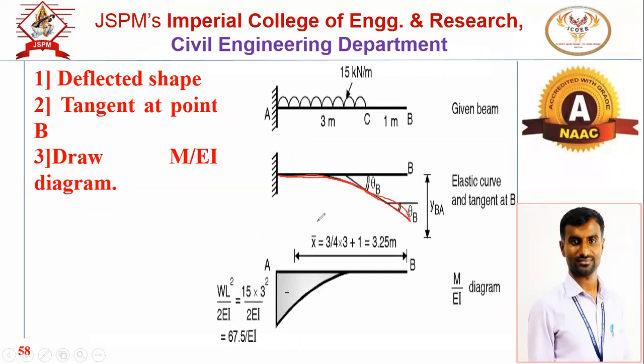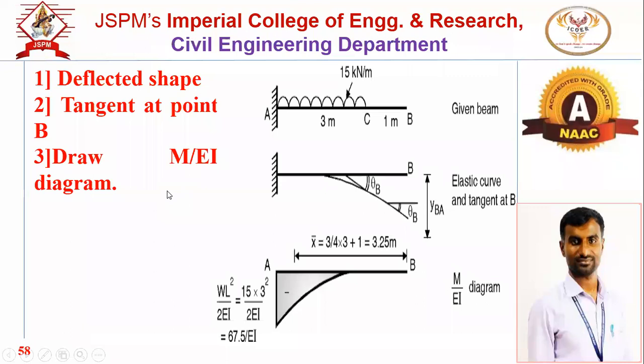Now we want the slope and deflection at the free end. So on this particular elastic curve, at point B, we have to draw the tangent. This is the tangent we have drawn at point B on the elastic curve. Then that angle theta B will be the slope, and the vertical displacement from the normal position will be the deflection, YB.